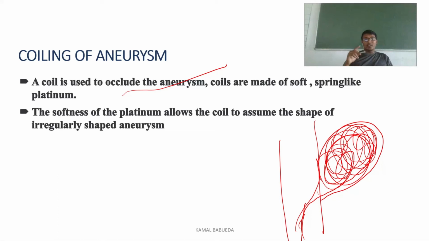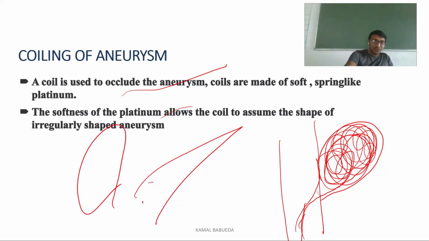Here the softness of the platinum allows the coil to assume the irregular shape. Once the blood supply is stopped, ultimately the aneurysm will shrink down and you can prevent the aneurysm from rupturing. Because of the softness of this platinum material, irrespective of shape, even if it is like this or like this, the coil will go and form its shape. So this is the coiling of aneurysm.